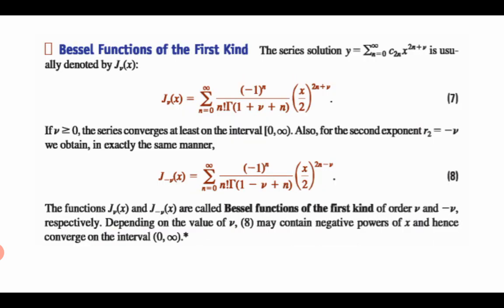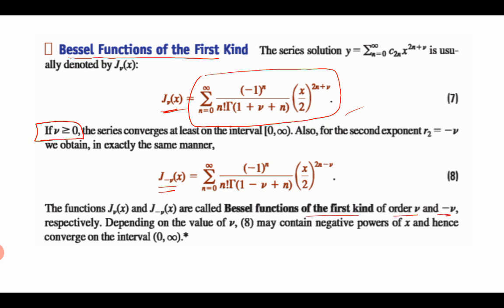Now the solution pattern, don't be scared; I don't need you to memorize this part. We want to say that there are two parts, j v of x and j negative v of x, for Bessel's function of first kind, when v is greater than 0. If v is greater than 0, the series converges, and then we know that j v of x and j negative v of x are Bessel's functions of first kind of order v and negative v.